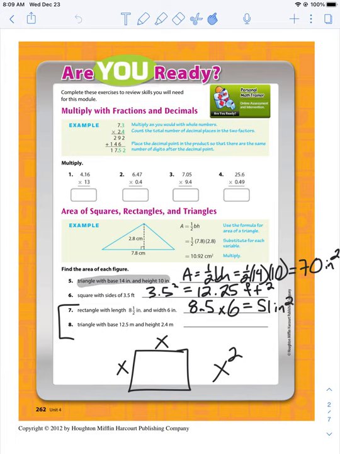And last one, a triangle with a base of 12.5 meters and height of 2.4 meters. It's going to be 1/2 times the base times the height. That I'll type into my calculator. And we get 15 meters squared.